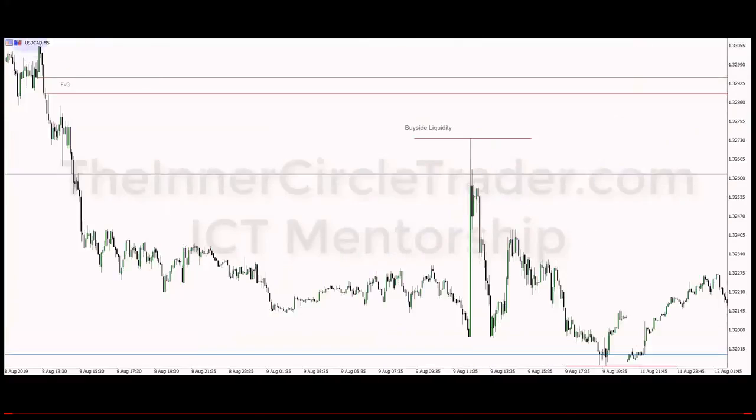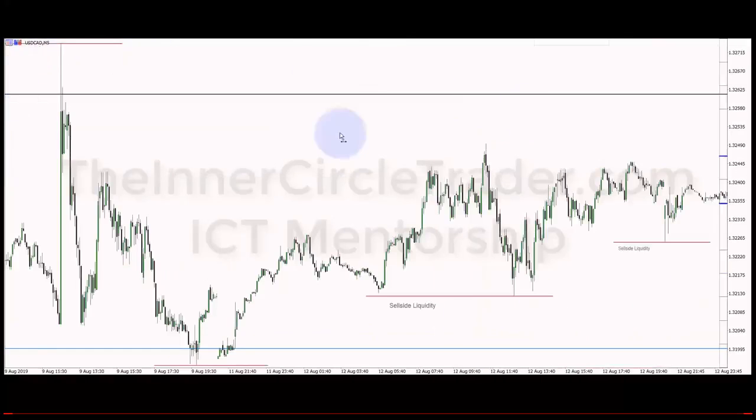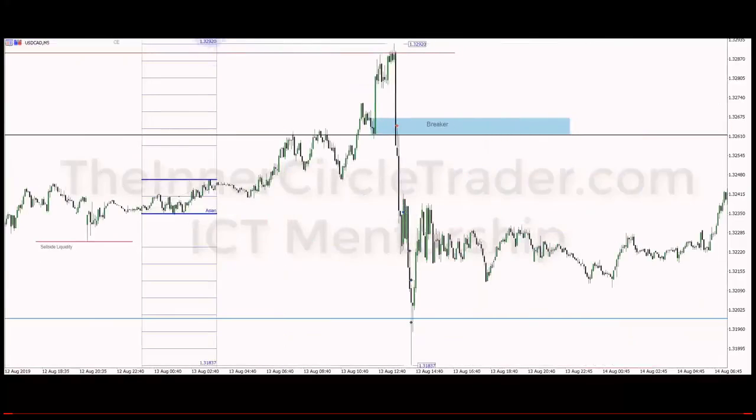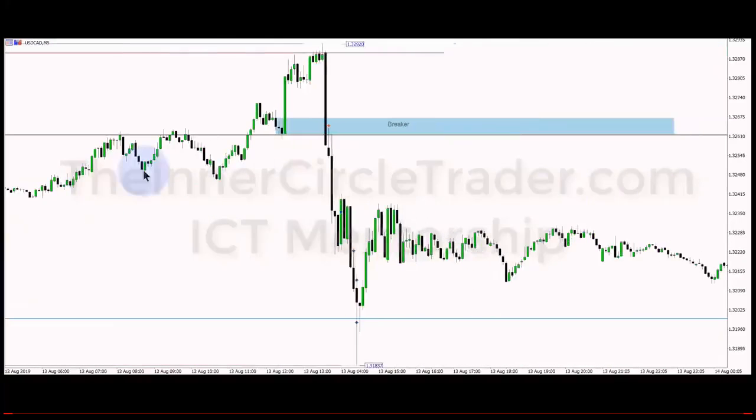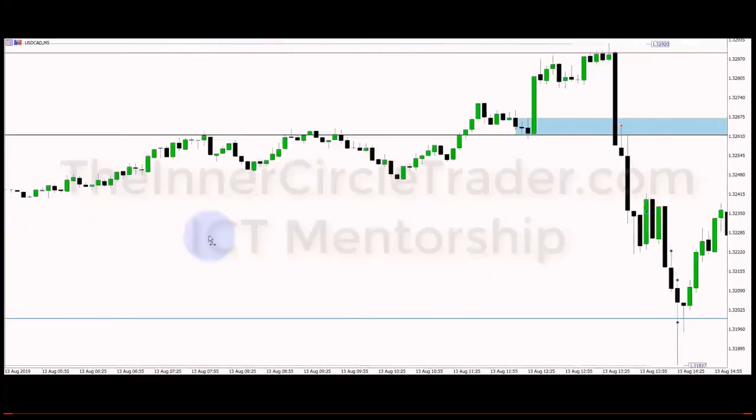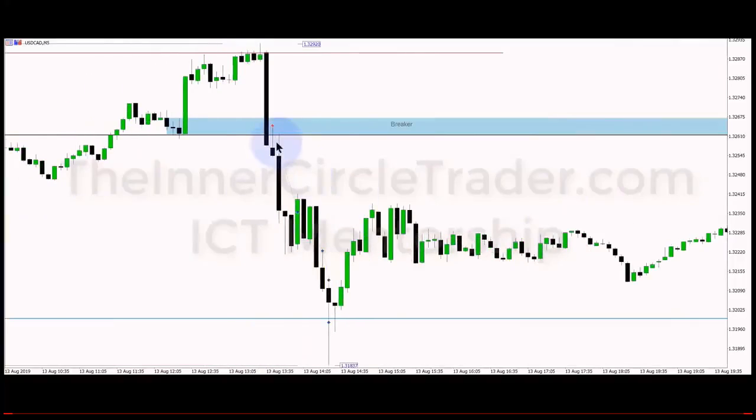Watch what happens when we go into a 5-minute chart. Zoom in one more time. This candle here had opened and was trading back up into the breaker, the mean threshold of the bearish breaker. As it traded there, that's exactly when I entered.